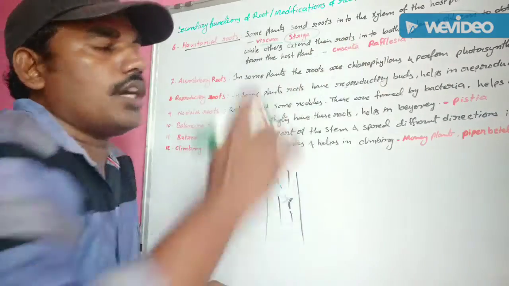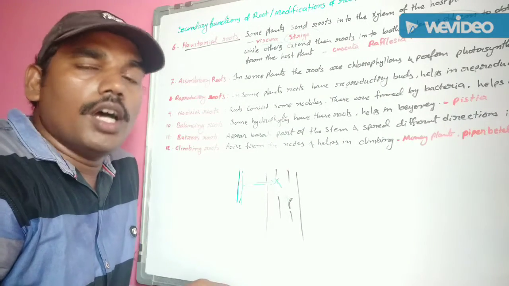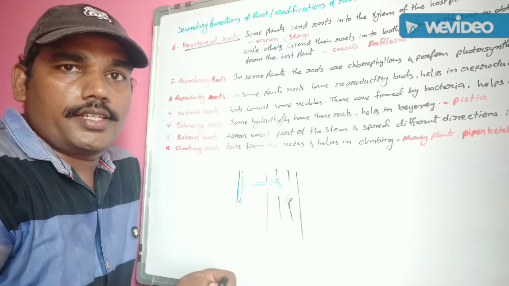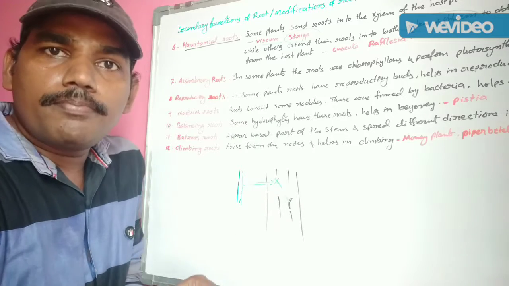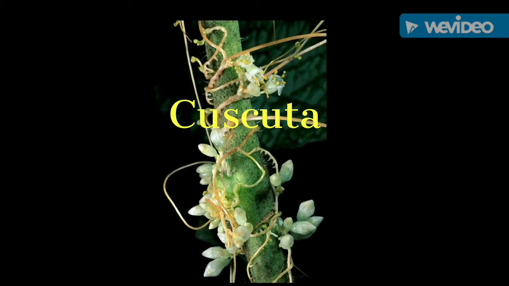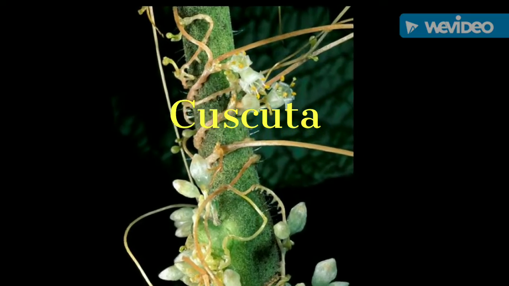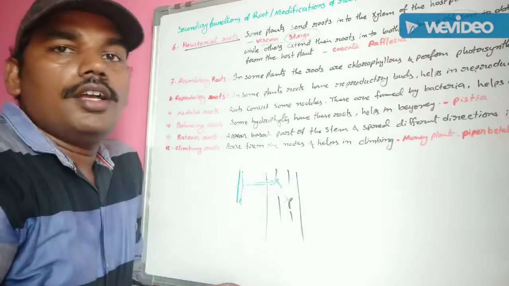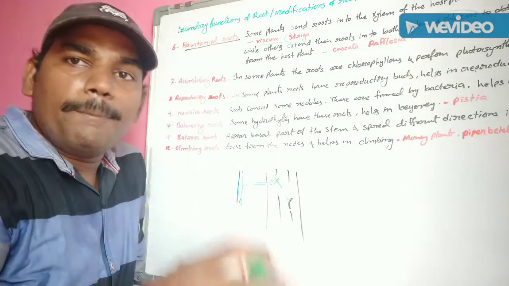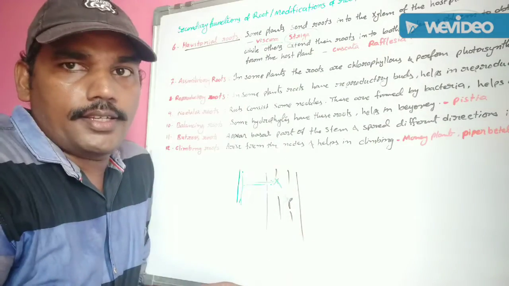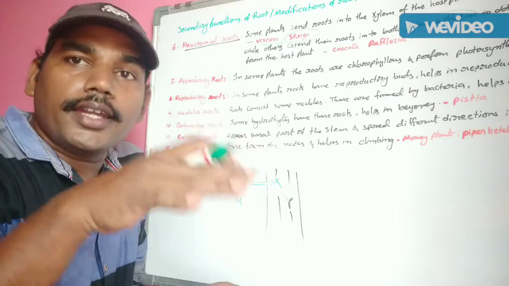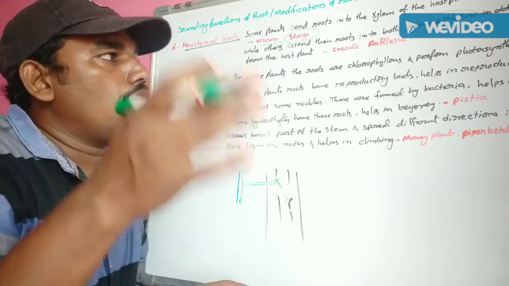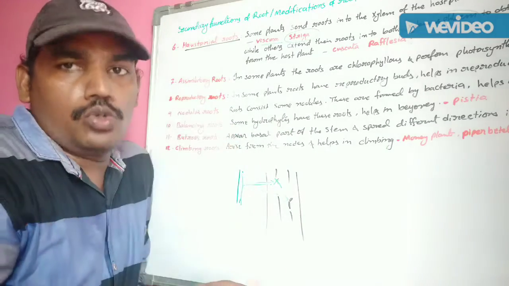Suppose Cuscuta. Cuscuta is one of the complete stem parasites. Another one, Rafflesia. Rafflesia is a complete root parasite. The haustoria are in contact with the host roots.